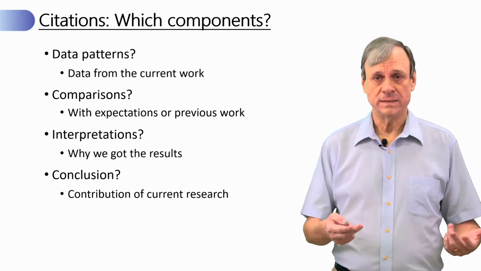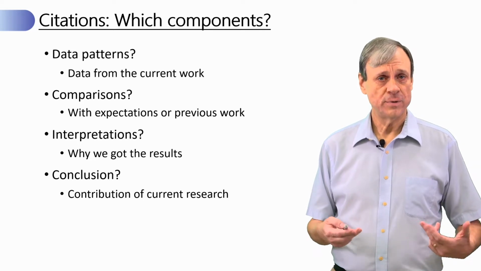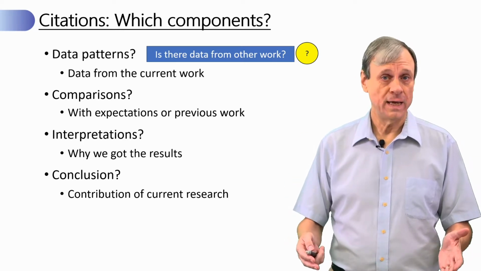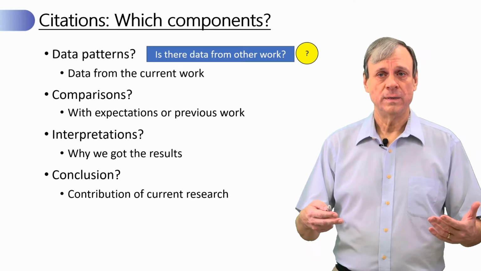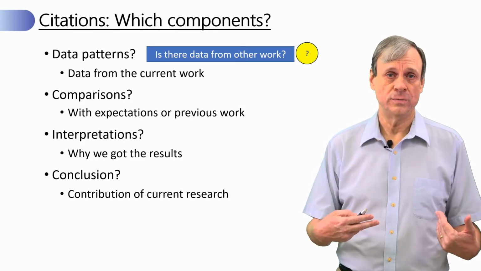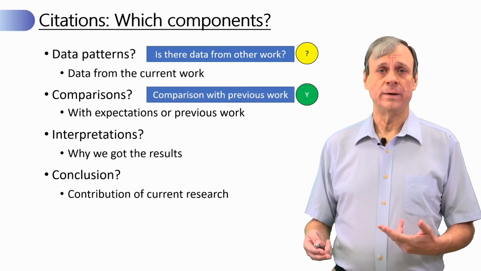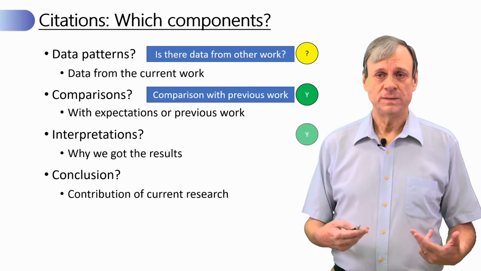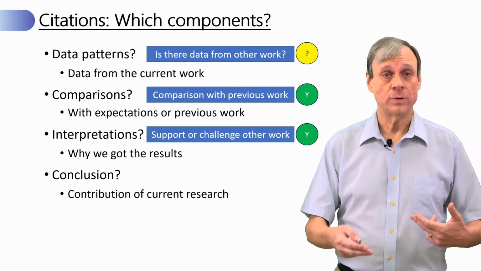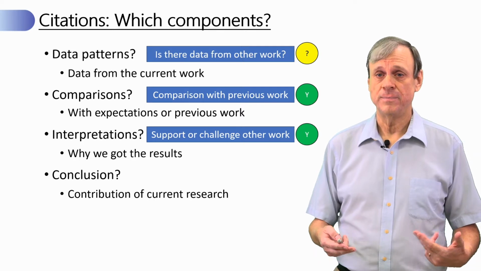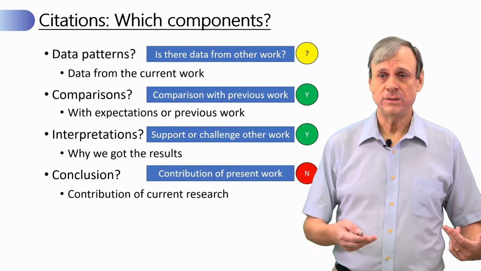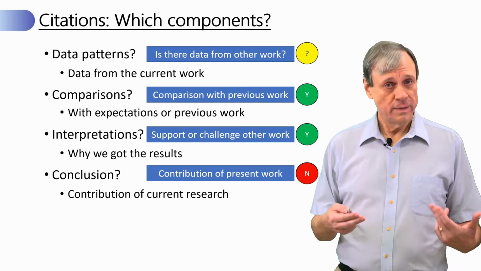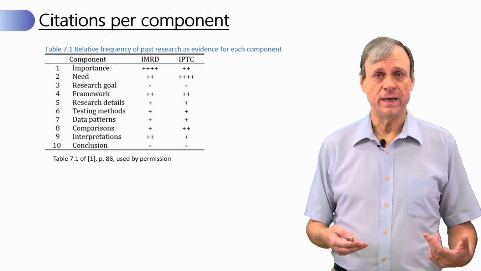Then what about the testing section, the data patterns, the data from the current work? Well, probably not, unless that same table also lists data from a previous work. In that case, it would require a citation. Otherwise, it's your research. Comparisons would require a citation because you have to say where you got that comparison, what you're comparing with. Similarly, interpretations normally support or challenge other previous work, so you have to cite that. And the conclusion, well, that's your own contribution, and so you don't need a citation for the contribution of your present work. That's what we would expect, and indeed we find that.